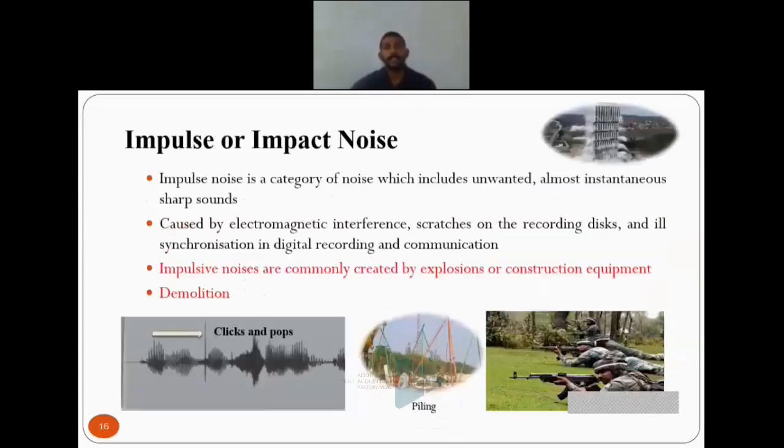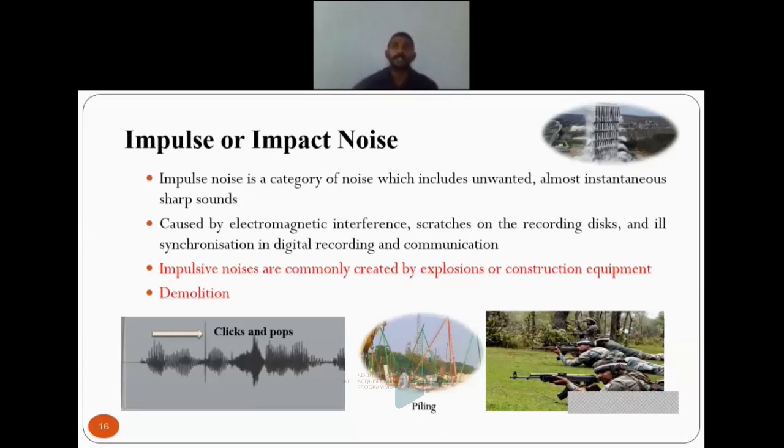Next is impulse or impact noise. As the name indicates, a sudden, instantaneous, sharp sound comes. That is called impact noise. The main example is the demolition of buildings. We already saw in Cochin the Maradu flat demolition. It was sudden and instantaneous, producing a sharp, explosive sound. That is a main example of impulse or impact noise.